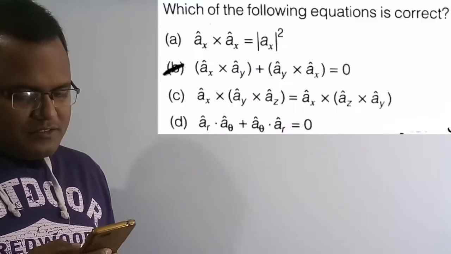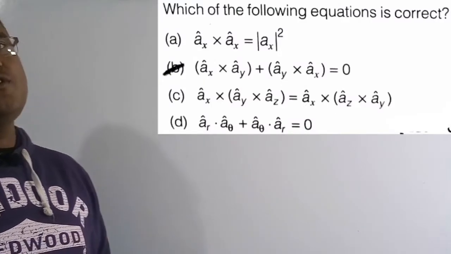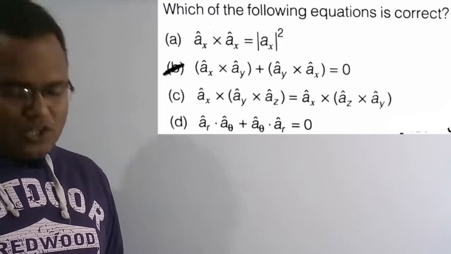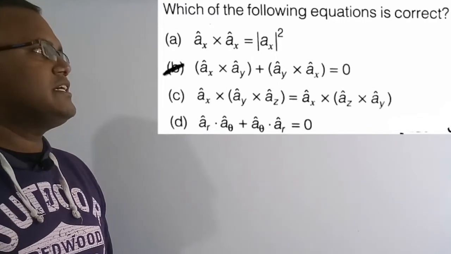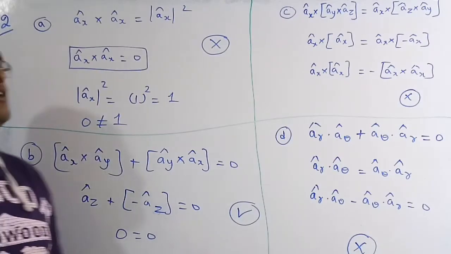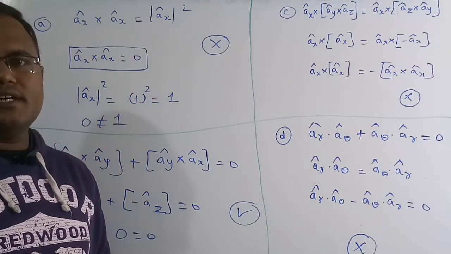Now we are going to solve the second question. See the question here. Which of the following equations is correct? Out of these 4 options, only one option is correct, so we have to figure out that option. Out of these 4 options, option B is the correct solution of this question. So let's solve this numerical. In this question they have given 4 options and we have to choose only the correct option.